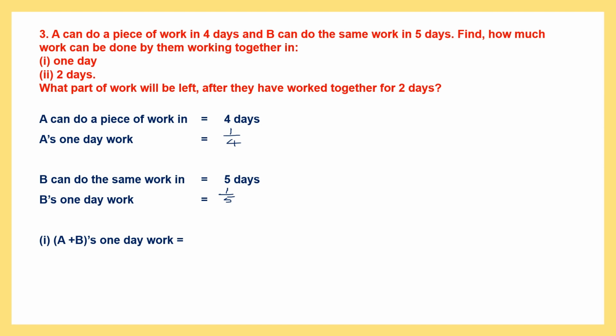Okay, that means we have to add up. A plus B means 1 by 4 plus 1 by 5. We need to add up this. So let's do that. So 1 by 4 plus 1 by 5.